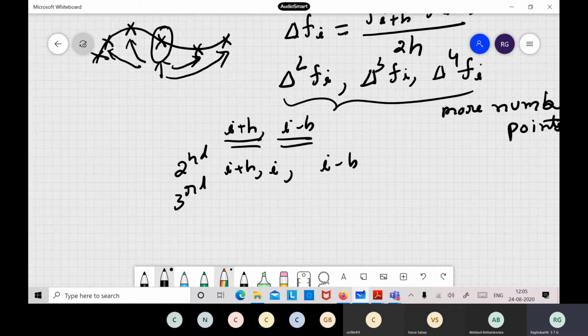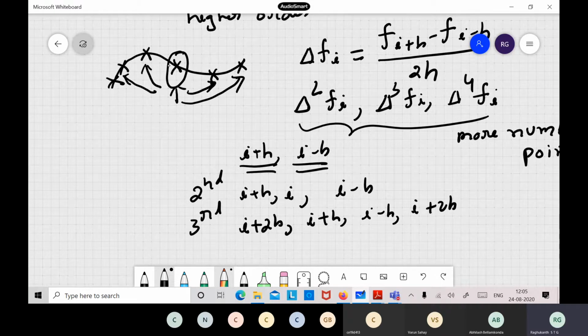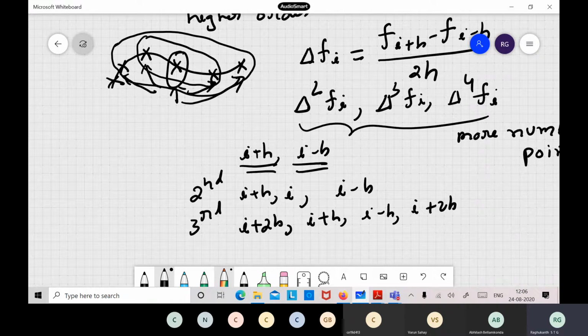Now when you're going for the third derivative, you should know i plus 2h also, then i plus h, then i minus h. So as the order of the derivative increases, you should know more information. For computing the first derivative this information is sufficient, and for the second derivative these three are sufficient. But if you want to compute the third derivative, these points are required. For the fourth and fifth derivatives, more points are required to compute these derivatives.